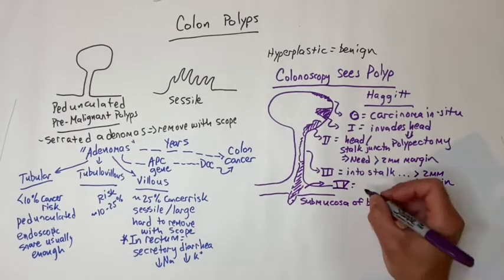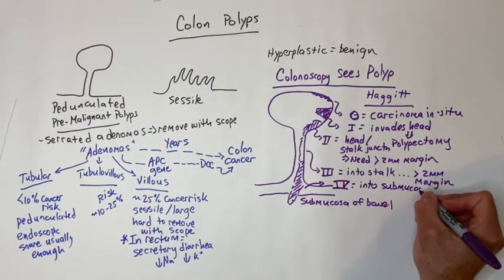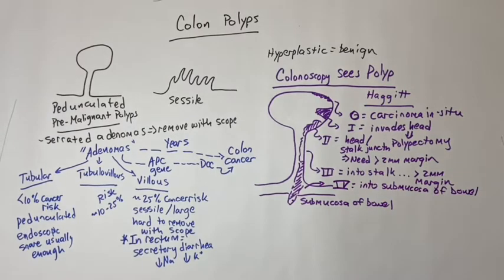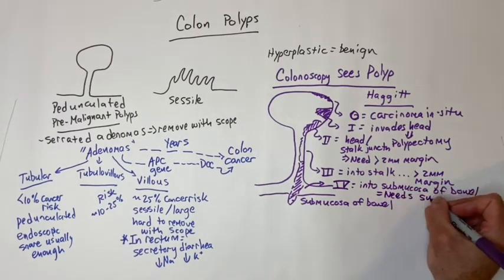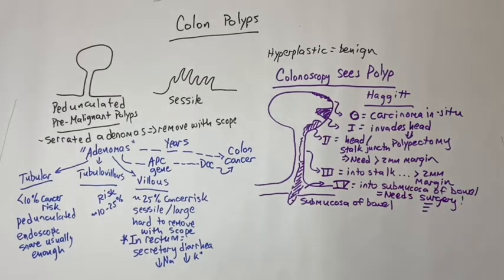A Haggitt 4 means it has invaded the submucosa of the actual bowel wall, which would likely also have a positive deep margin anyway on a simple polypectomy. So Haggitt 4s will need a segmental colon resection surgery with lymphadenectomy.